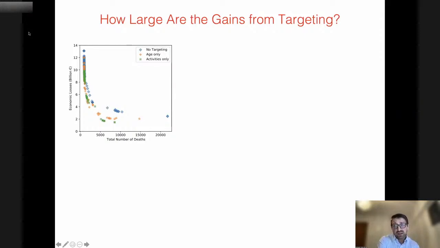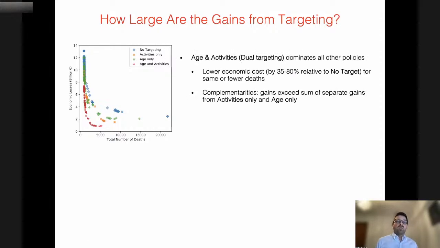If we did some targeting, but only on age or only on activities, there are already some benefits to be gained. But if we think about dual targeting, where you target both on age and on activities, you can already see that there's a significant amount on the table to be extracted. So age and activities targeting will dominate all other policies. In terms of scale, we're talking about roughly 35 to 80% lower economic costs for the same number of deaths, or lower, compared to the best that you can do without targeting, with blanket lockdowns and confinements.